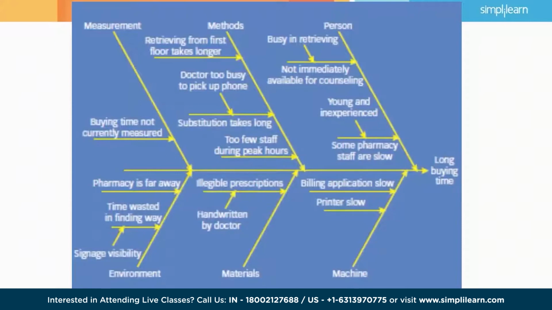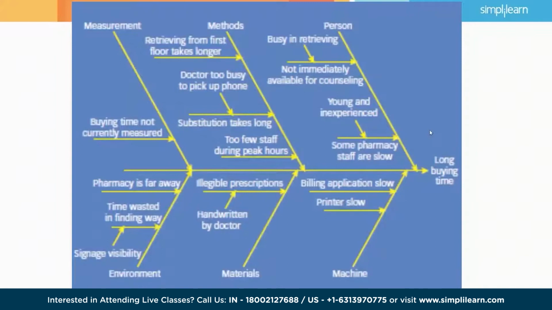Maybe people are busy retrieving because they're not immediately available for counseling. Maybe people are young and inexperienced. So these are some parts that may be affecting what is going on in your process. What's good about the fishbone diagram is that you'll see in just one slide a lot of root causes.